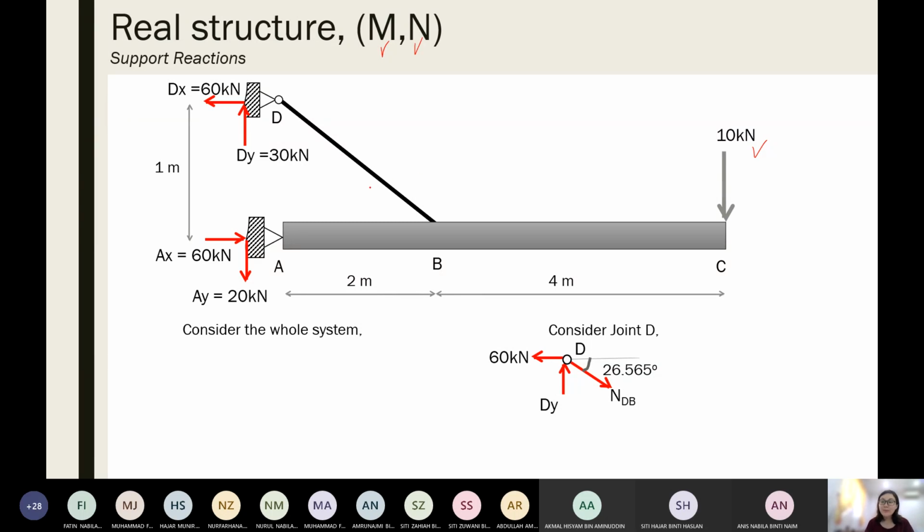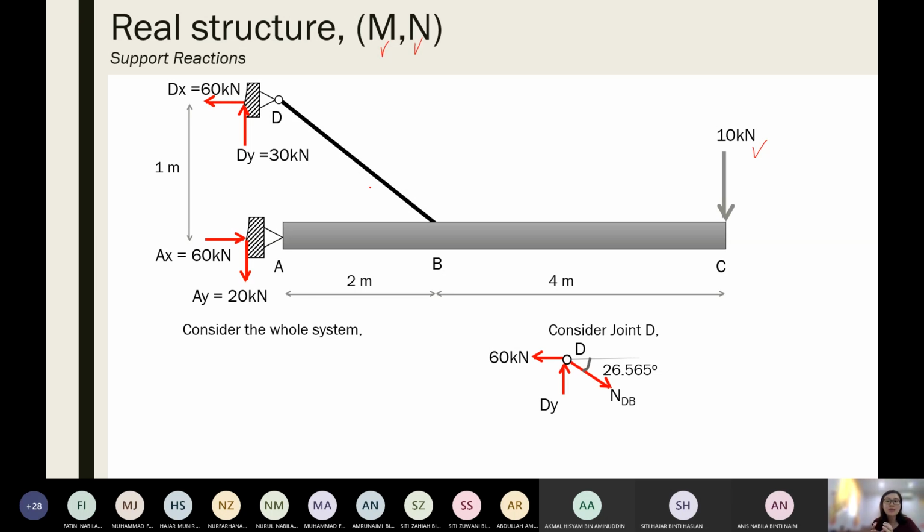I put a blank in your notes. Maybe you need to take some papers to work with me on how to get the support reactions for this real structure. There is not much different from what we have learned before, because we are still using the equilibrium of the whole system, equilibrium of a cut section, and equilibrium at the joint to solve this composite structure.